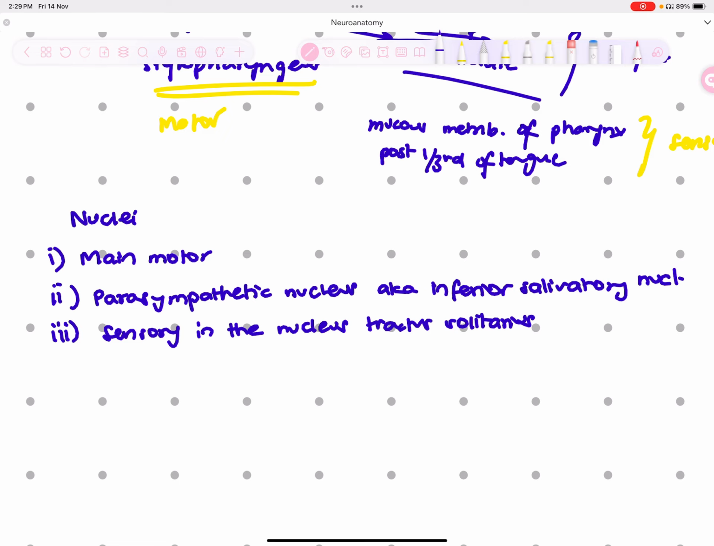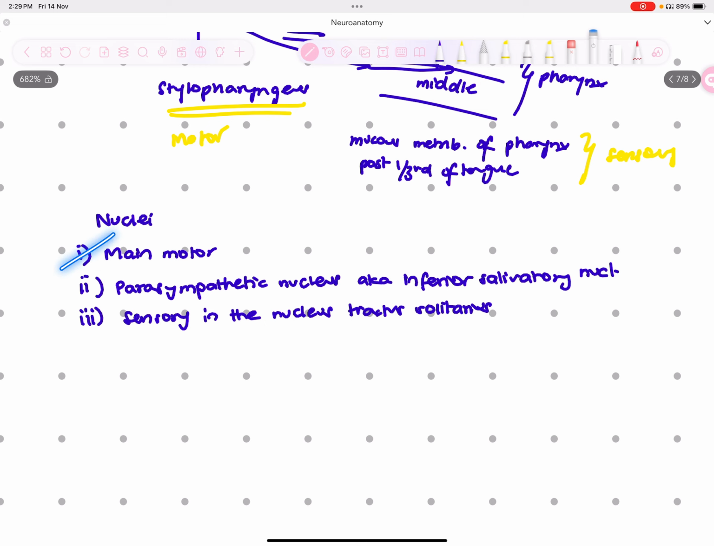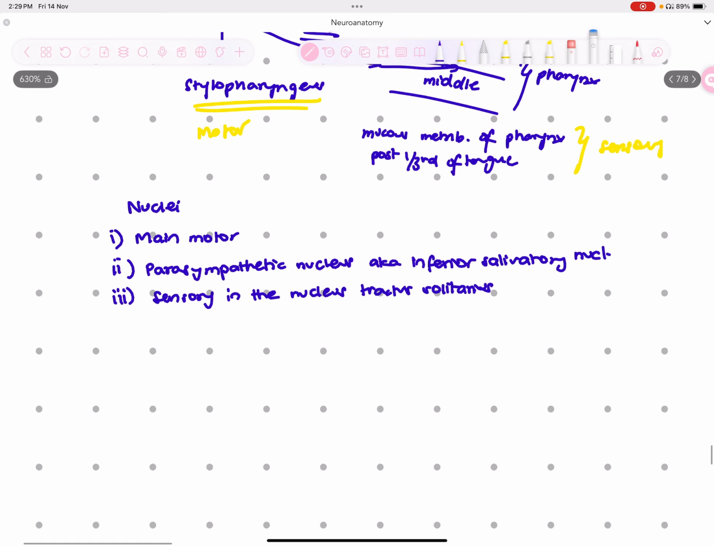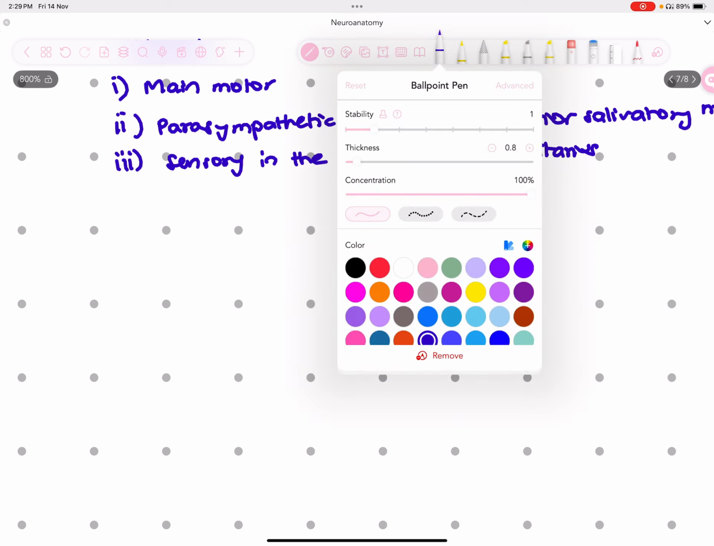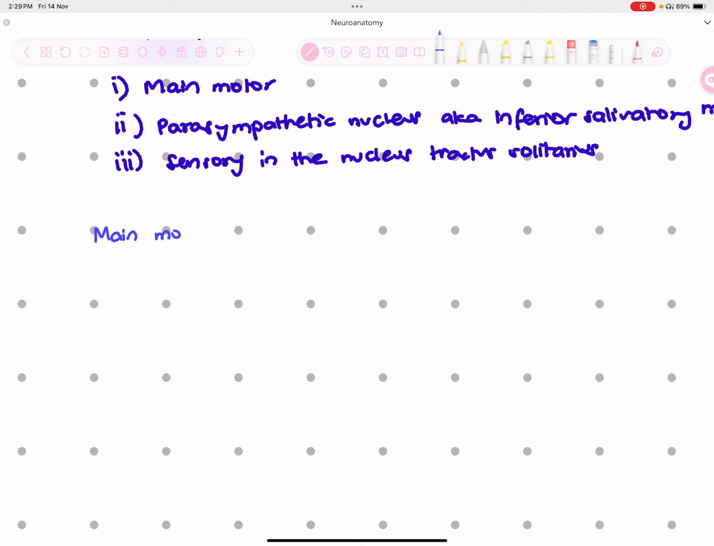So this is some information that first of all you need to learn by heart, and only then will you be able to move forward. That main motor has a main motor nucleus, parasympathetic nucleus, and sensory nucleus. Now when you talk about the motor nucleus, it is important for you to know that the main motor receives afferent fibers as corticonuclear fibers from both the cerebral hemispheres.